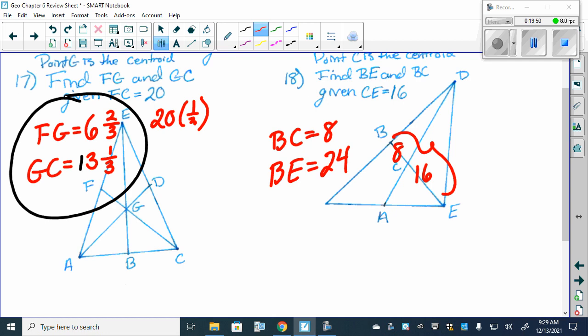I'll take it in either form, but if we do have thirds, if you can put it in a fractional form, put it in a fractional form. If you want to put it in a decimal form, put it in a decimal form. So for this here, you could say 6.6 repeated and 13.3 repeated. As long as it's the correct answer. Any other questions on 17 or 18? Are you ready for the next set?